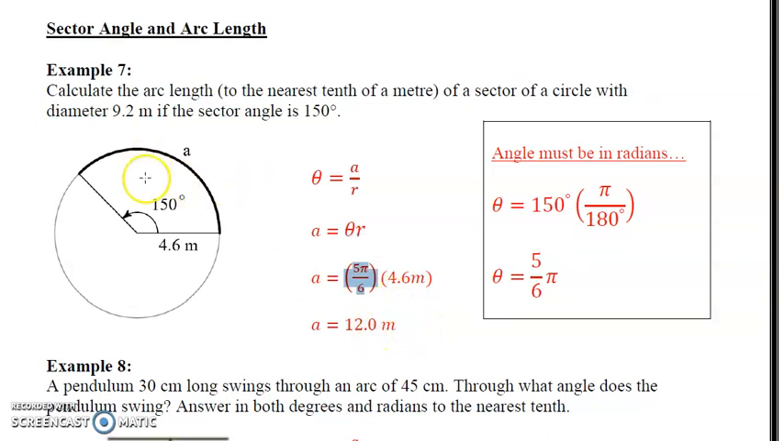All right, so what does that mean? That means if we have a circle with an angle of 150 degrees, this bolded part here, A, is called arc length. This measure here, part of the circumference, is equal to 12.0 meters. So it's similar, like we said earlier, to the circumference, but you're just taking a piece of that. And that's called an arc length.